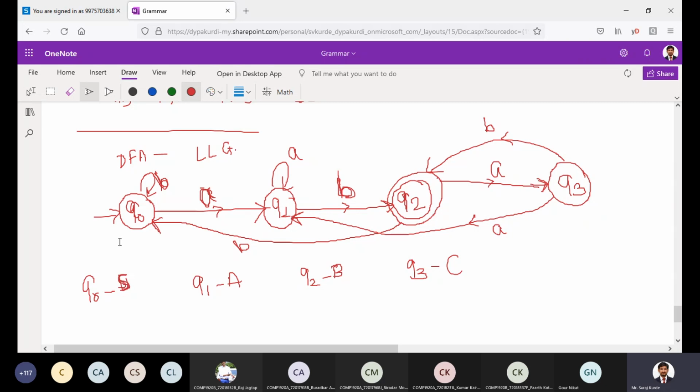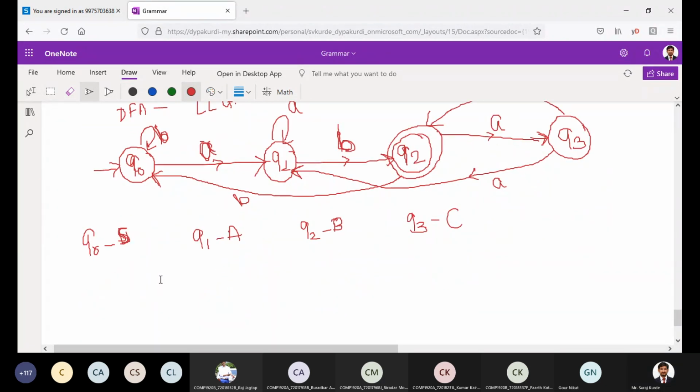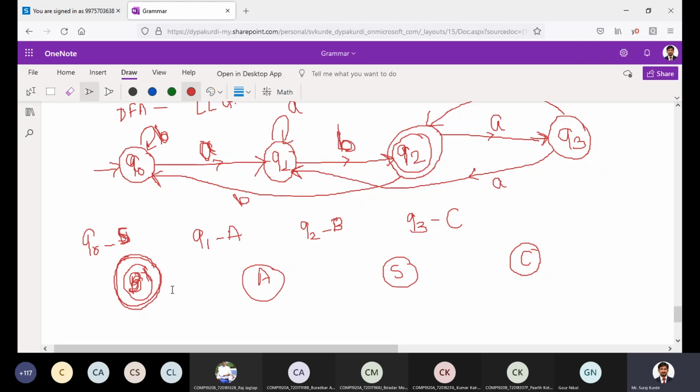Interchange initial and final and reverse the direction. So let me write directly: B, A, S, and C. B is a final state here, so keep it final. After interchanging, wherever it is, it should be marked as a final state. Do not mark S as a final state. S is the start state.